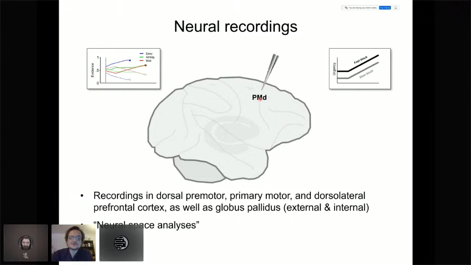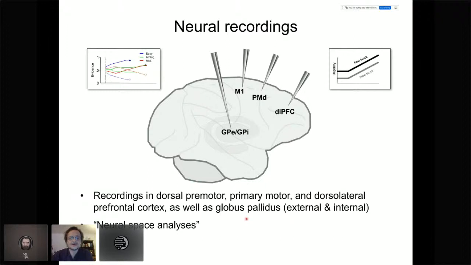And he recorded in dorsal premotor cortex, primary motor cortex, dorsolateral prefrontal cortex, as well as in the globus pallidus external and internal segments. These are the output nuclei of the basal ganglia, particularly targeting those that project back into these parts of cortex. Now, I'm not going to show you all the data. There's quite a few papers on this. I'm just going to show you very recent stuff where we use neural space analysis.